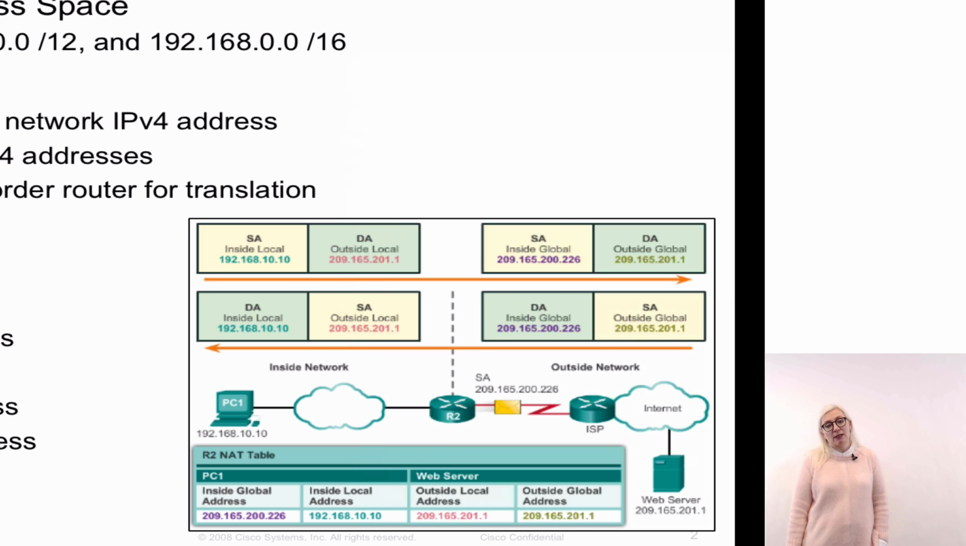And these IP addresses that are in the private IP segment are not permitted out on the internet. So we need to somehow translate our internal addresses to an external address. And this is why we use NAT.